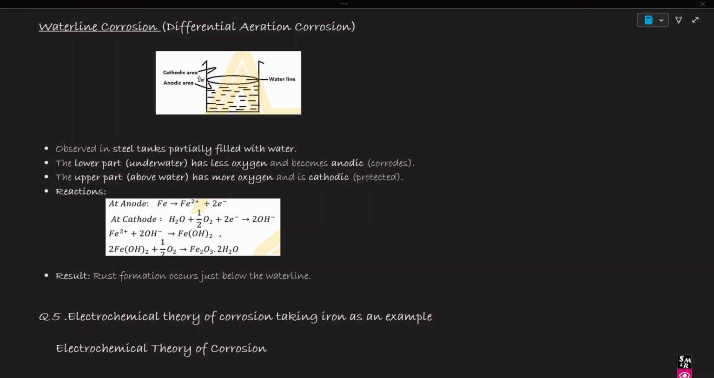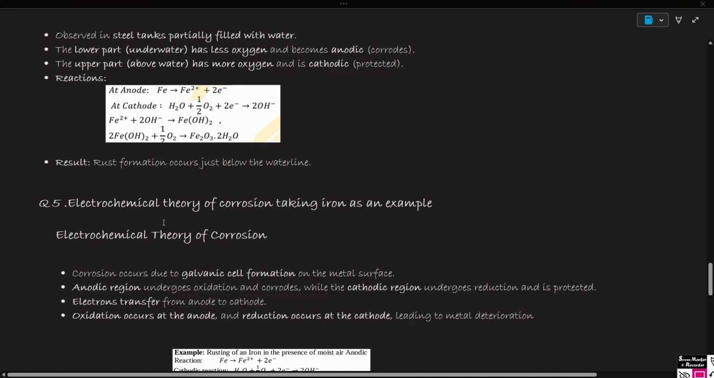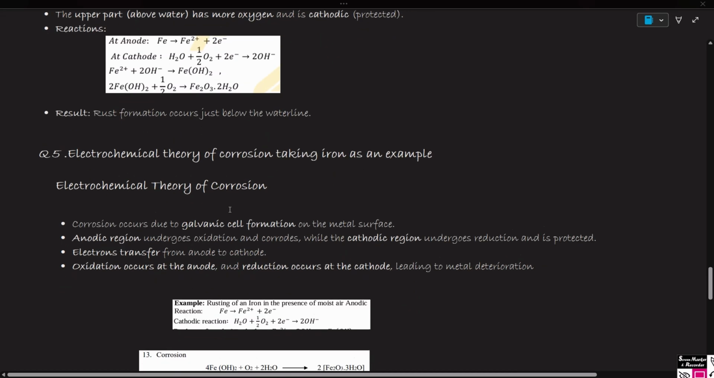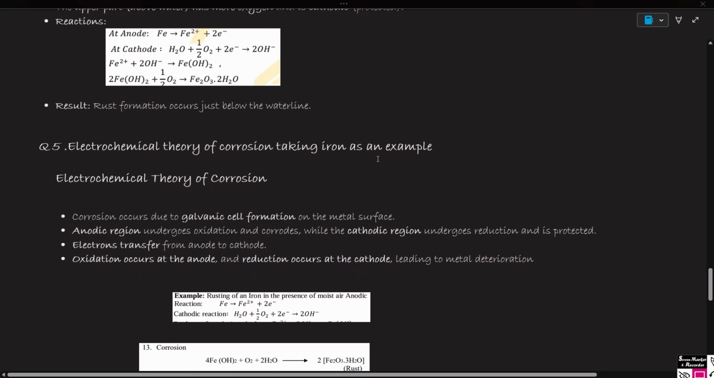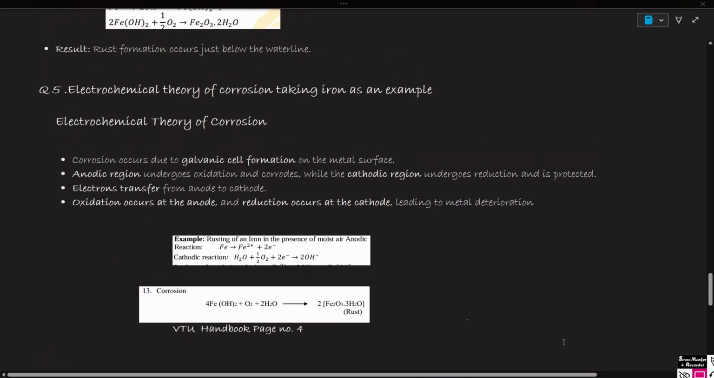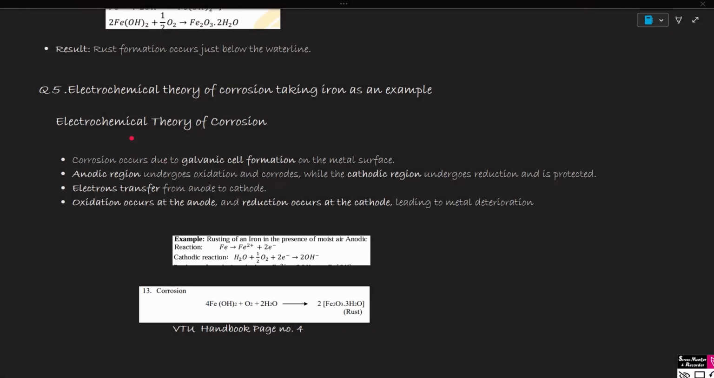Moving to the next question, we have the electrochemical theory of corrosion, taking iron as an example. The question will be like: taking iron as an example. So we need to write the theory points of the electrochemical theory, then take iron as the example. The electrochemical theory has 4 points.